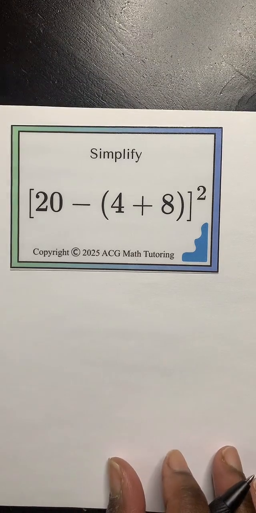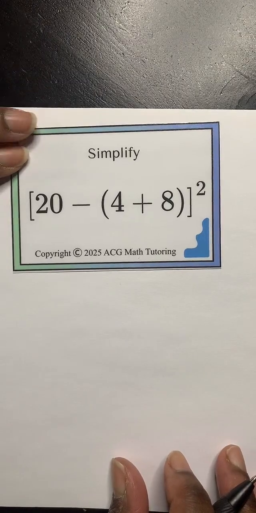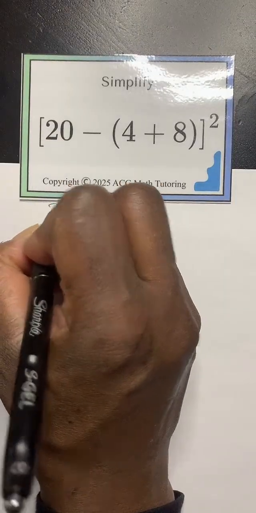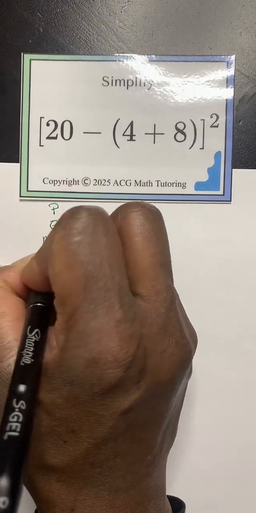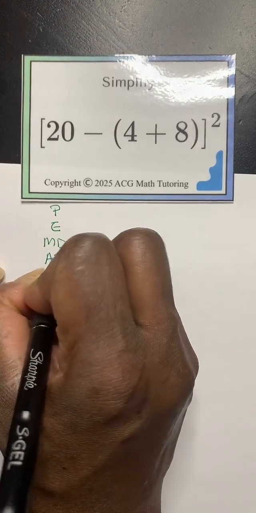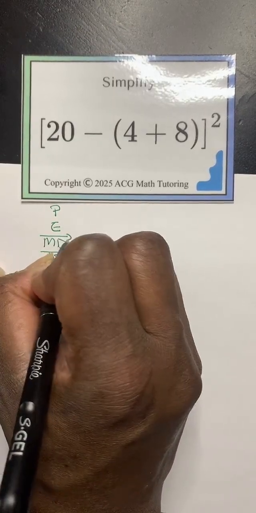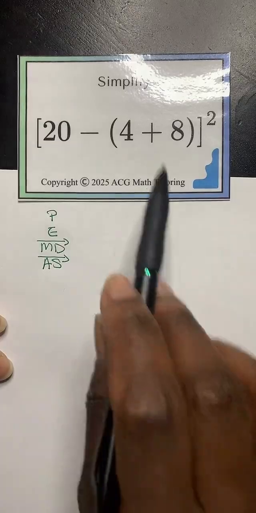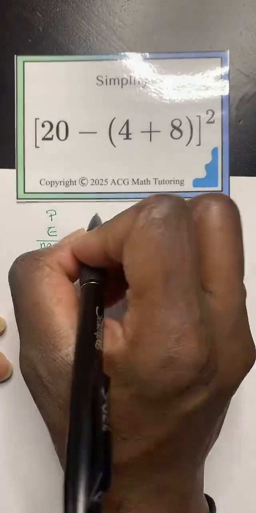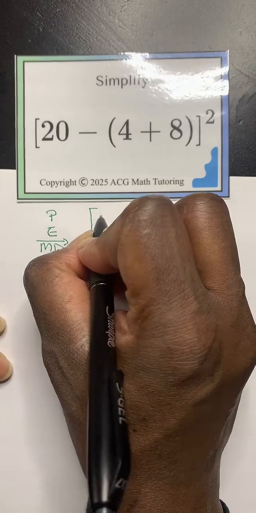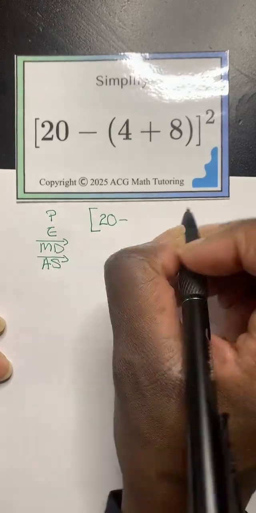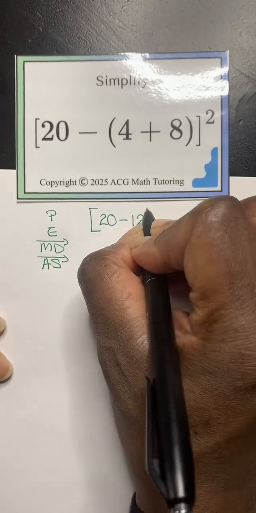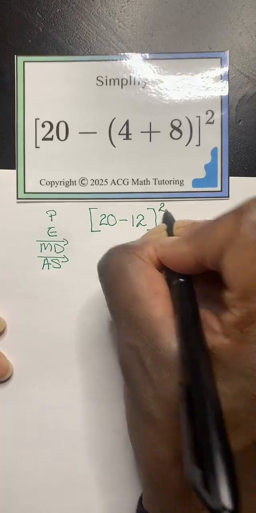All right, let's take a look. Right away we're looking at the order of operations: Please Excuse My Dear Aunt Sally, from left to right. Can't forget about that part. The first thing we have to tackle is what's inside the parenthesis. Inside of our bracket, we still have a 20 minus, now 4 plus 8, that will give us our 12, and it's still being squared.